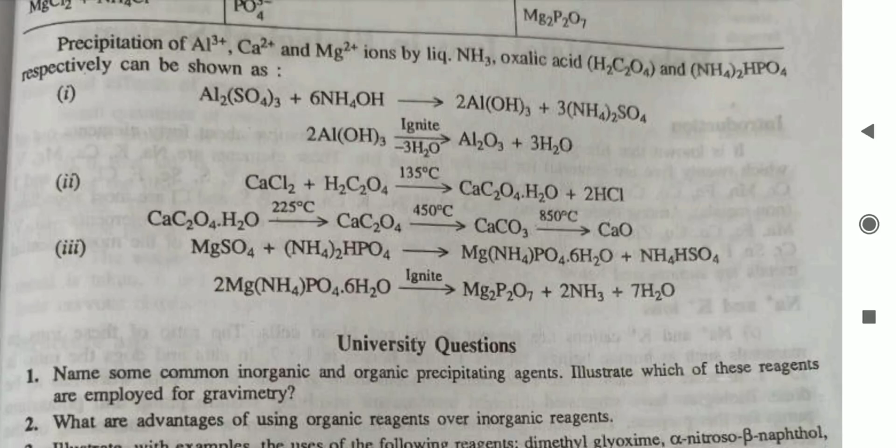MgSO4 + NH4HPO4 gives MgNH4PO4.6H2O + NH4HSO4. 2MgNH4PO4.6H2O, on ignition, gives Mg2P2O7 + 2NH3 + 7H2O.